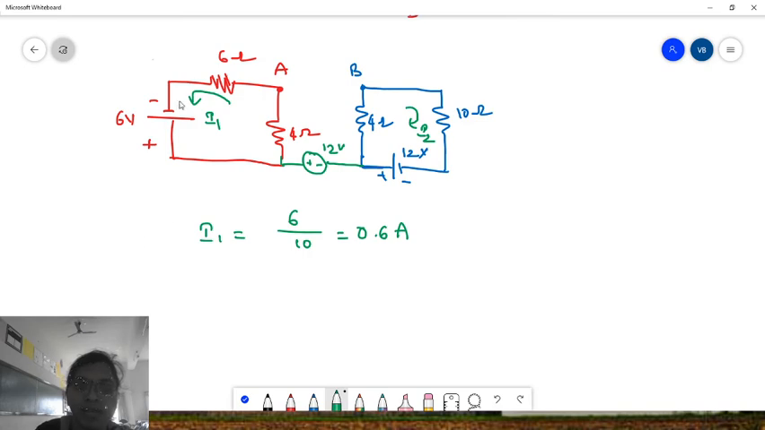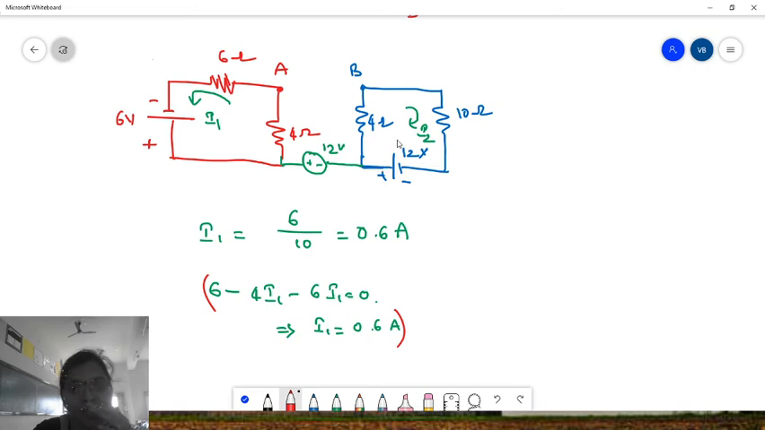Then you can apply KVL also. Whenever you apply KVL, the current is entering at the negative terminal, that is positive 6 minus the passive elements, that is 4 into I1 minus 6 into I1 is equal to 0. So like this also you can solve. By solving this equation also, I1 is equal to 0.6 amps you are going to get. Okay.